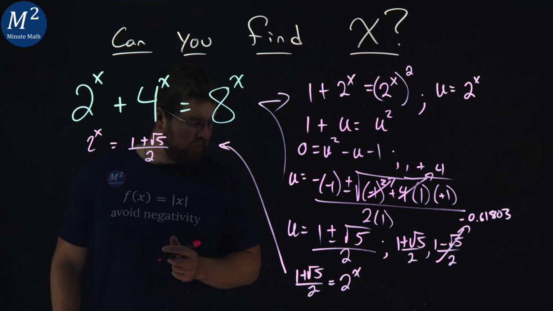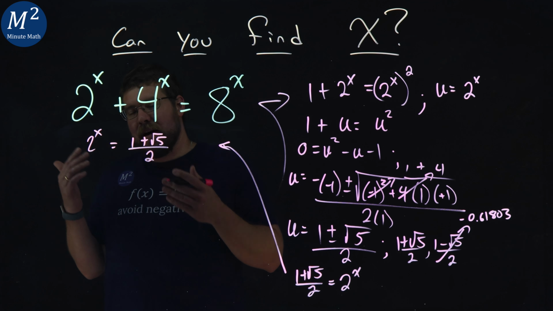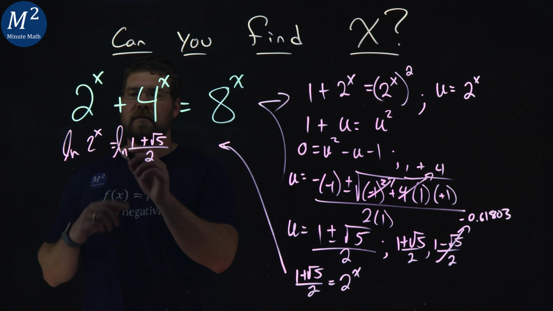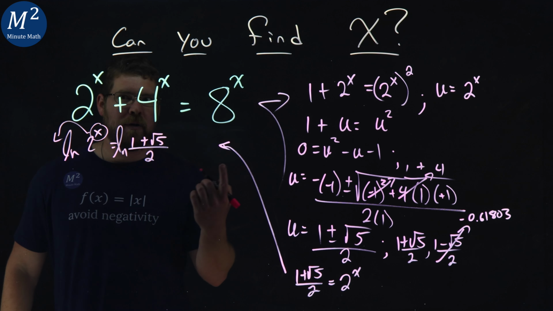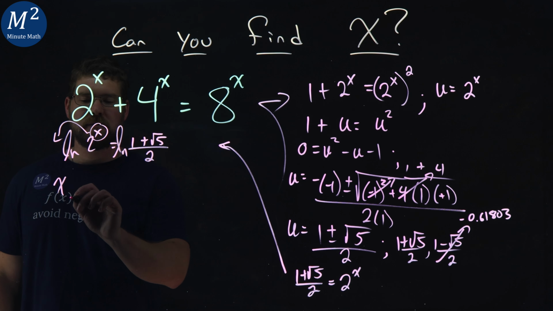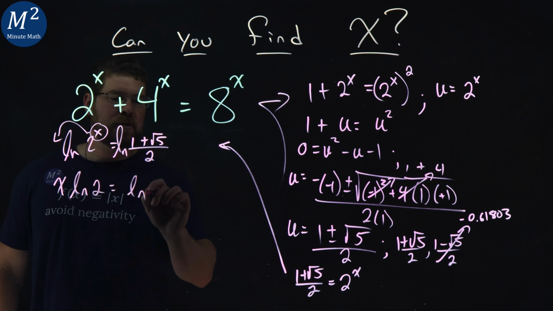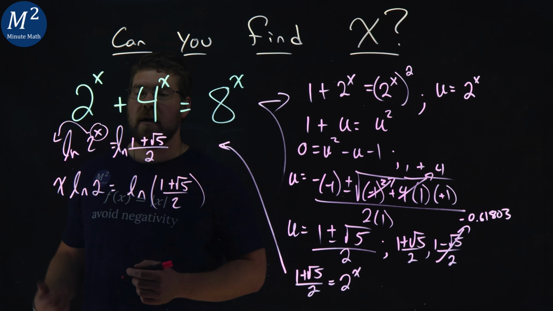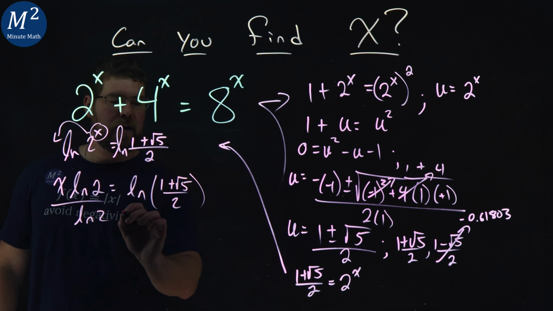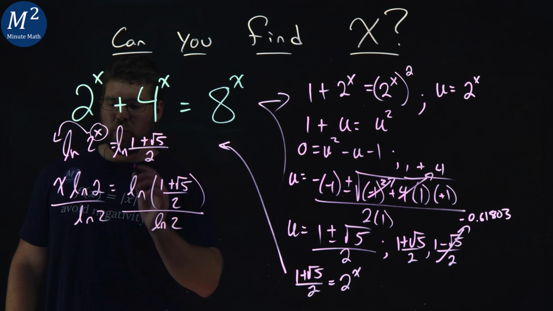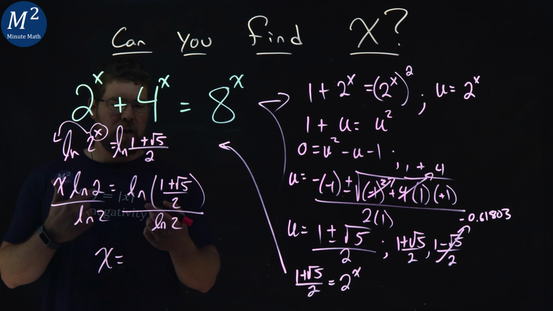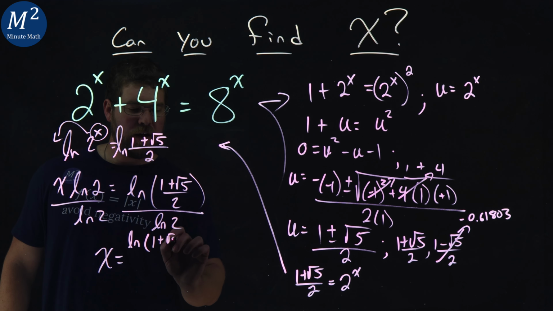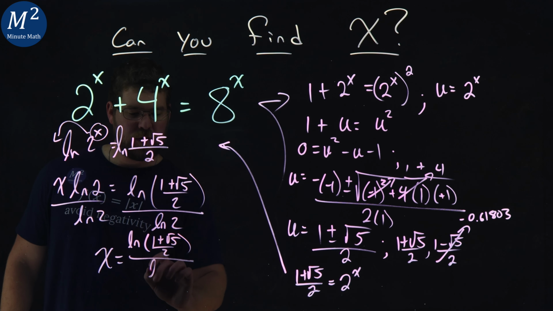All right. Well, from here, I want to get x by itself. So I'm going to take the natural log of both sides. This allows me to take this x and plop it right in front of the natural log. So we have x natural log of 2 equals natural log of this whole 1 plus square root of 5 over 2. Then from here, divide both sides by natural log of 2. And we're left with x equals natural log of 1 plus square root of 5 over 2, over natural log of 2.